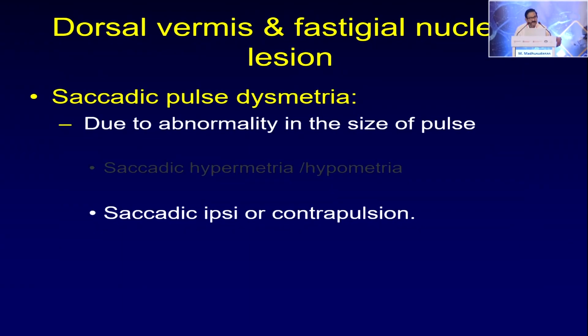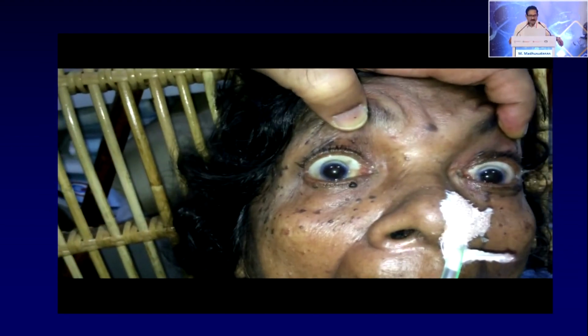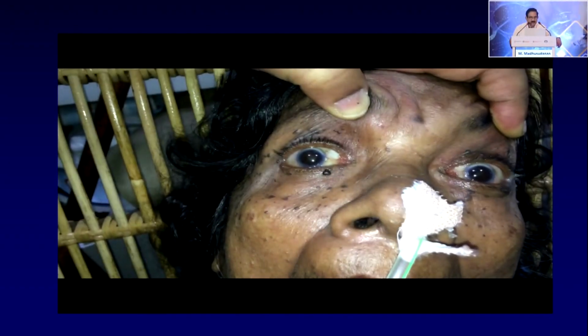Then the other problem I already told you is saccadic ipsipulsion and contrapulsion. So this is a patient with lateral medullary syndrome. You see what is happening to the patient. See, the eyes are deviated to the left side. It is very difficult to deviate them to the right side. I am asking you to look to the right side. The eyes are not moving, but easily moving to the left side. So what do you need to suspect? You may suspect a right-sided gaze palsy from the look of it. But it's not actually gaze palsy.